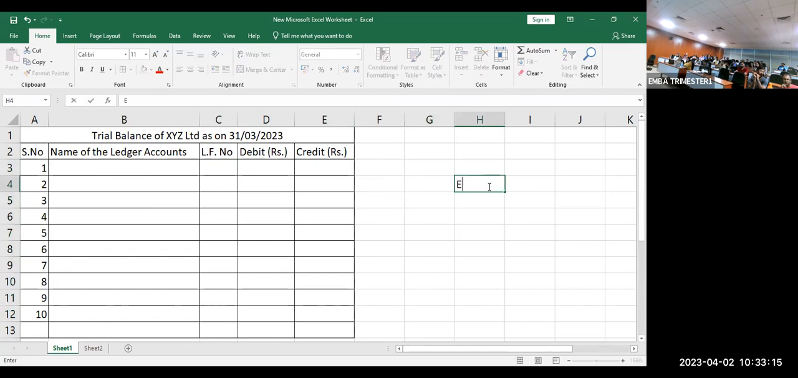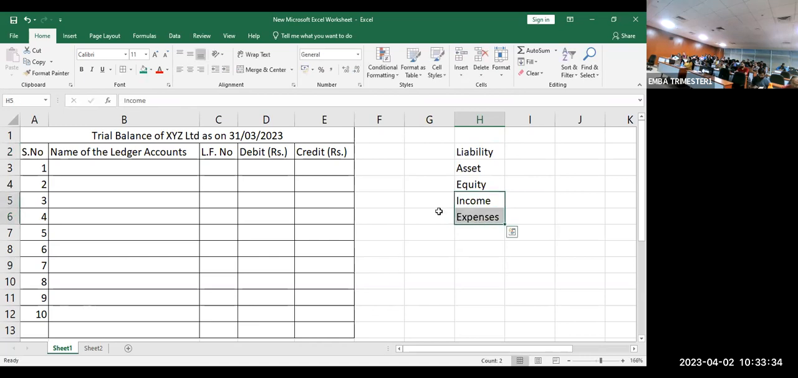Equity, income, asset, liability, and expenses. The result of these two, expenses and income, may be either profit or loss. Only this much accounts are there, only 5.